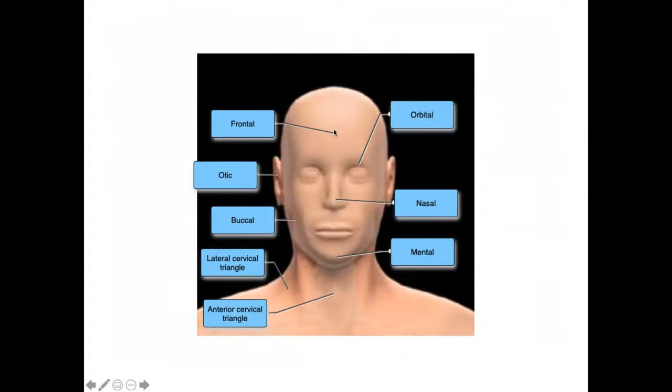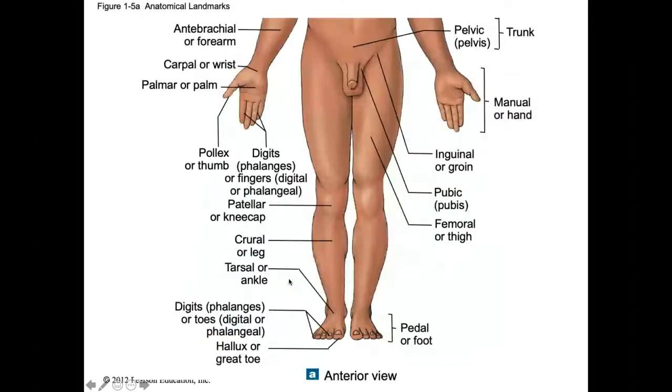The eye is the orbit. Here's the frontal. Here's the otic. Buccal is cheek. Nasal is nose. Mental is chin. Here in the front of the throat, there's an anterior cervical triangle. And on the other side of this muscle, right, these muscles are called the sternocleidomastoid or the SCM. There's a lateral cervical triangle. A lot of the times we have muscles that create indentations, and they're called triangles.